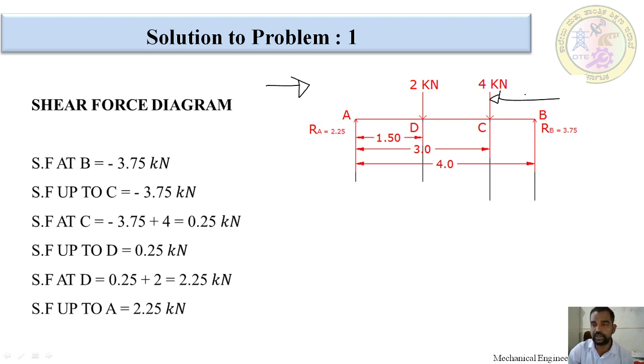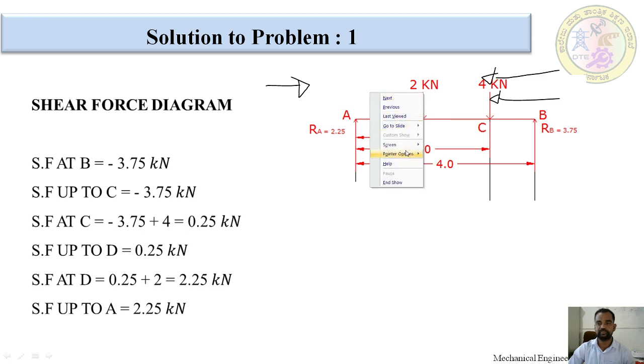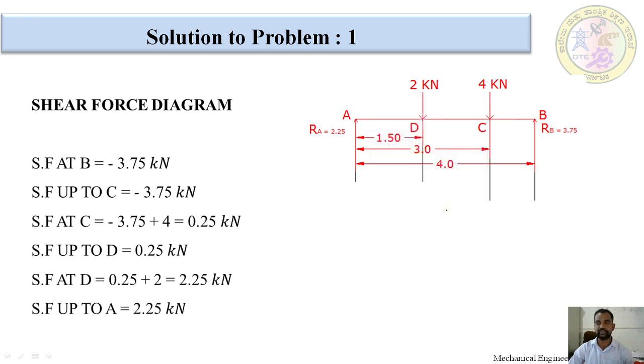I am only calculating in successive sections. I am going to calculate from the right to the section only. Firstly, I am going to take a section at this part for shear force calculation. This is right of the section.